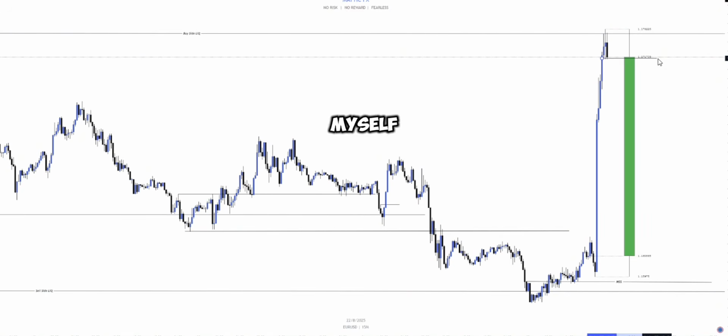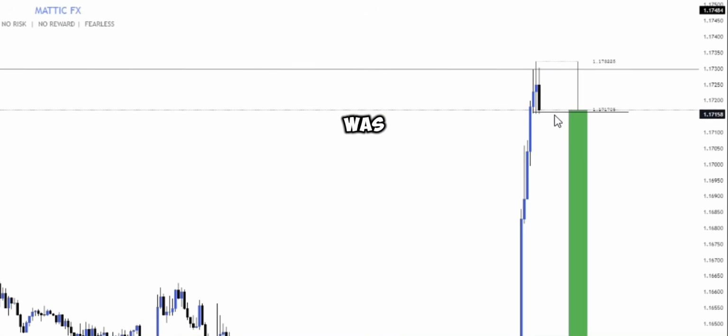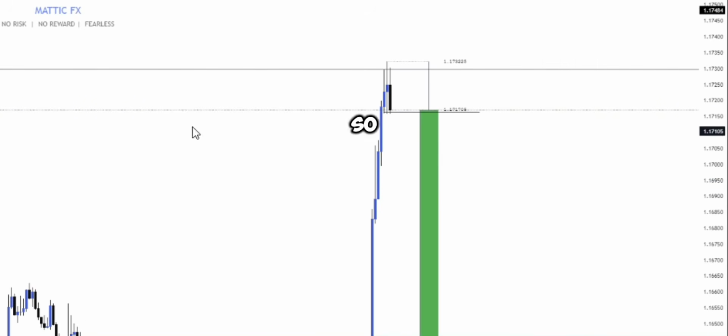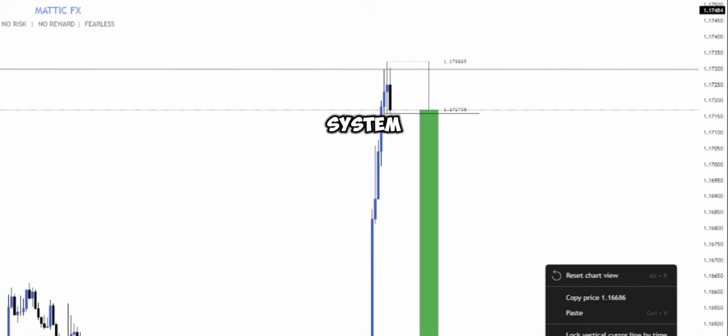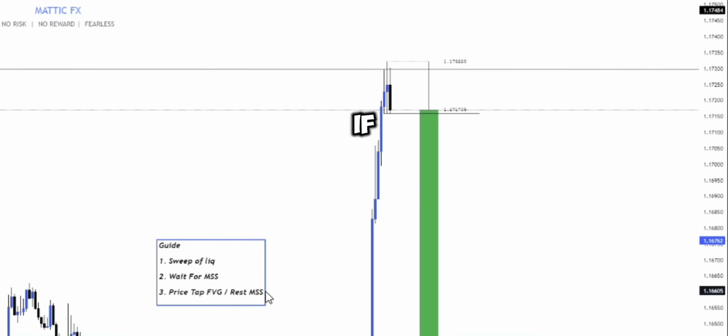I literally was saying to myself, hey, this is literally my setup, right? But it didn't sweep liquidity, and that was a key confirmation for me. So I was patient. I was like, damn, I might not get the trade today. I missed this one. I was somewhat fuming. I literally have a system, so I have to stick with my system. I have a guide, if you'd say so. Step 1, sweep liquidity. Step 2, wait for market structure shift. Step 3, either get a retest on the market structure shift or get a retest on a fair value gap, whichever is there at the time.